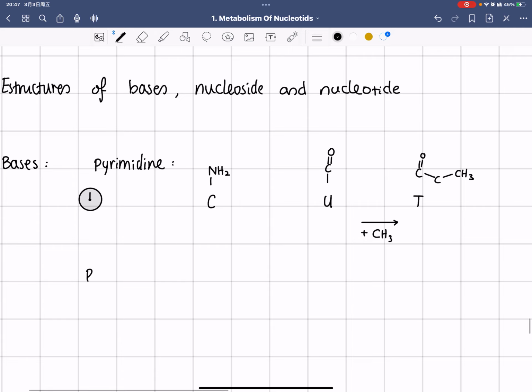And now with purine, also 12 o'clock, but we all know it has 2 rings, right? So in the second ring, adenine has an amino group. And then guanine has a carboxy group.